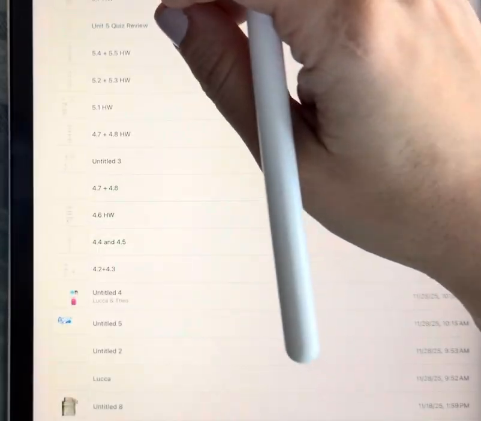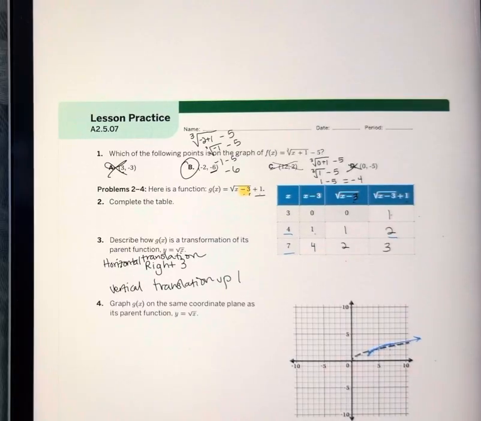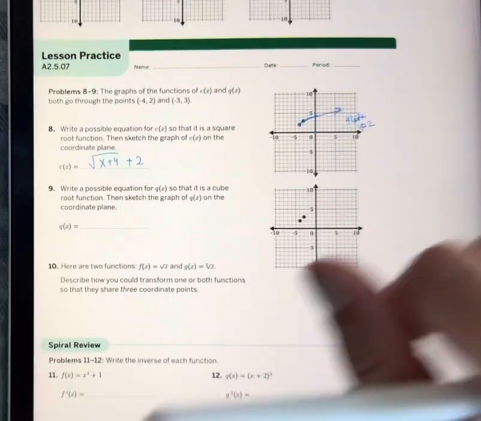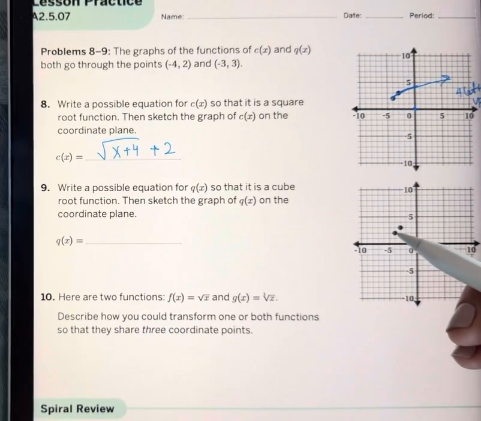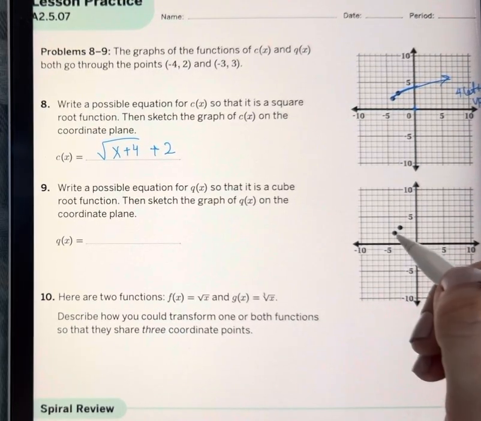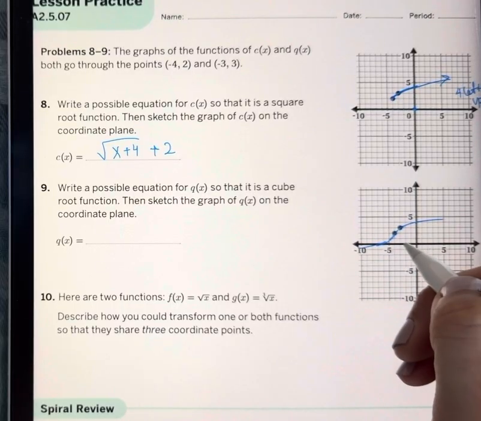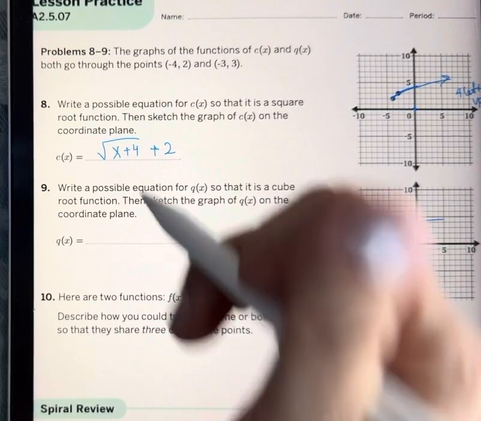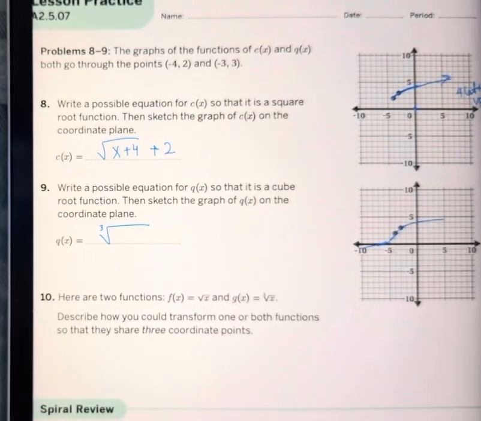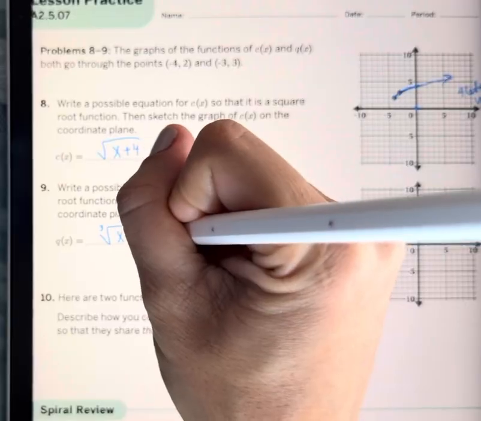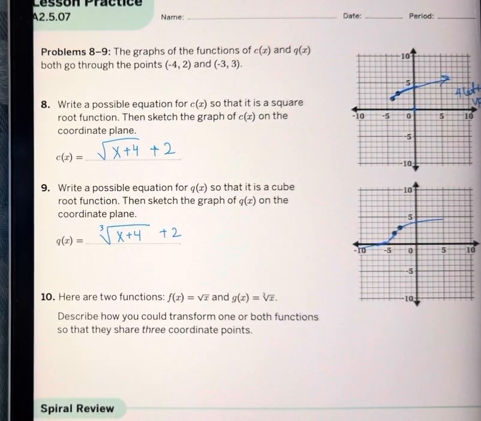So if I make these same 2 points just be a cube root function instead of a square root function, then it still just went to the left 4 and up 2, and it's going to have the exact same equation, just with a little cube root instead of a square root. All right. Okay.